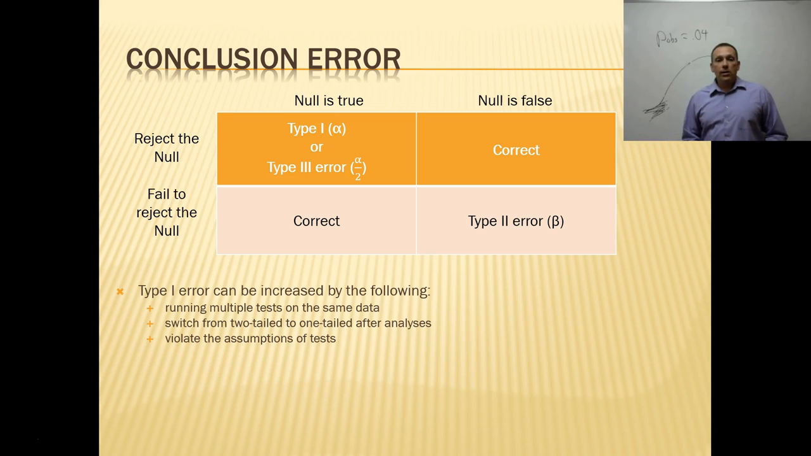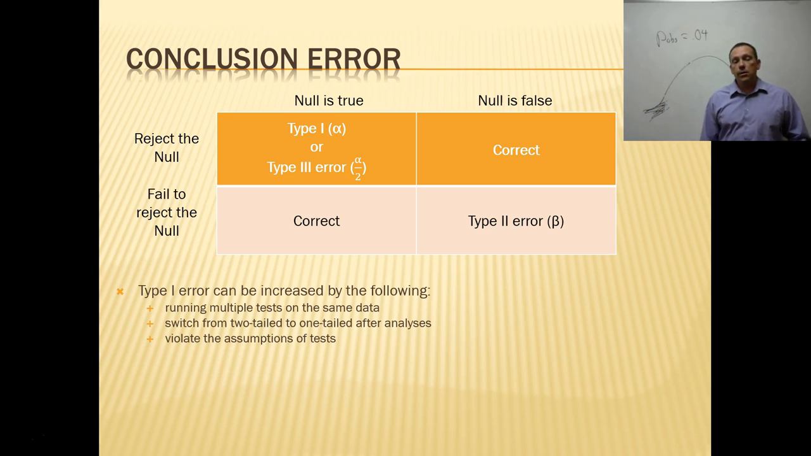The other way we can increase our type 1 error is if I start off with my analysis looking at my two-tailed test, and then after the analysis I decide I want to look at a one-tailed test. Not okay, because you are increasing the likelihood that you're going to be able to say you found something when in reality it wasn't anything but just a wonky sample.